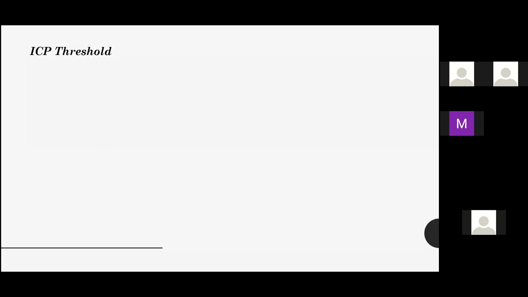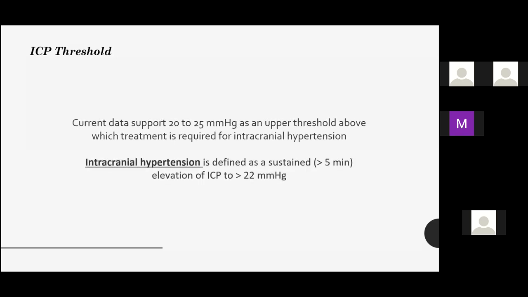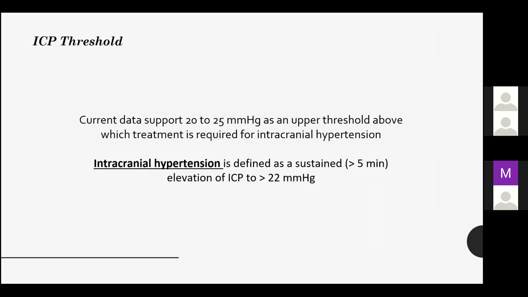When would you start treating ICP? If the ICP goes above 20, then you start treating ICP. And when would you label it intracranial hypertension or raised ICP? If there is a sustained elevation of ICP to more than 22 millimeters of mercury for more than 5 minutes, then you would label it as intracranial hypertension, and you name it as a brain code.